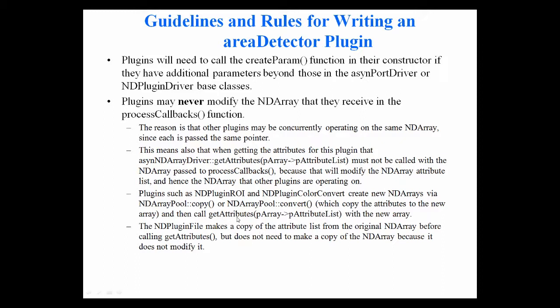The get attributes function is passed an attribute list. It isn't passed an array. It's passed an attribute list which is attached to that array. So the file plugin, for example, what it does is to copy not the whole array, but just copy the attribute list and then add additional attributes to that, which means that it doesn't need to copy the whole array, but it does copy the attribute list and then add new attributes to that copy.